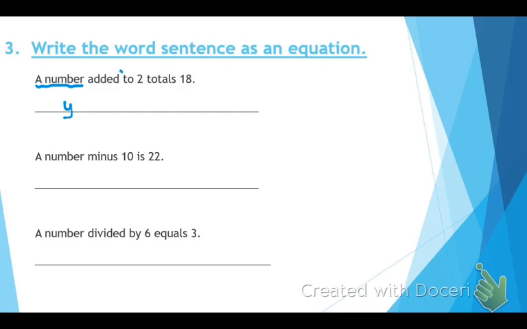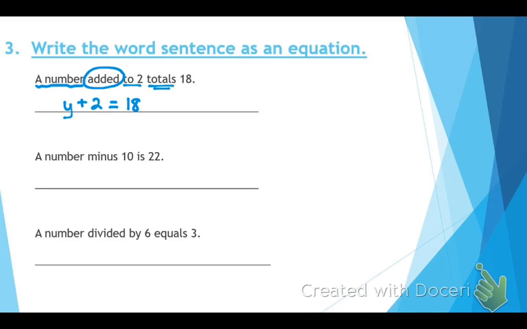Now you're going to just keep going from the next ones. Then you'll see added. So Brody, what sign do we put there? The plus sign. And guess what number comes next? 2. Then what does totals mean? Plus? Times? Does anyone want to help him out? What does totals mean? Cameron? It means equals. And what's the final one? 18. All right, so your equation, y plus 2 equals 18, means a number added to 2 totals 18.